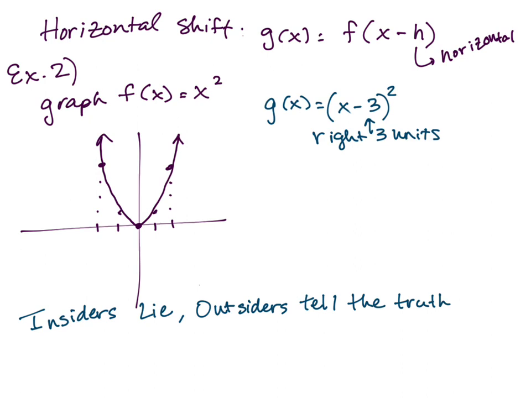So when we draw g of x, we're going to take our f of x function and we're going to pop it to the right 3 units. 1, 2, 3. And we'll plot all these new points. Kind of drag and drop. 1, 2, 3. Move to the right. 1, 2, 3. Everything gets shifted right 3.